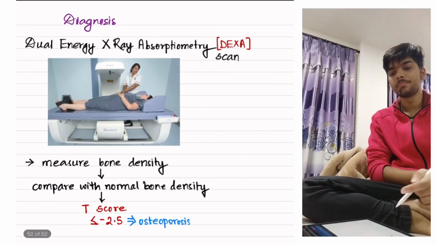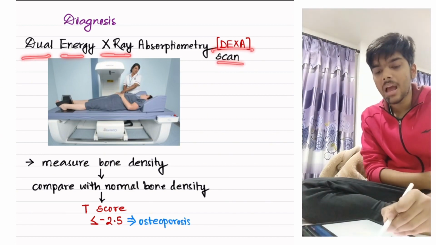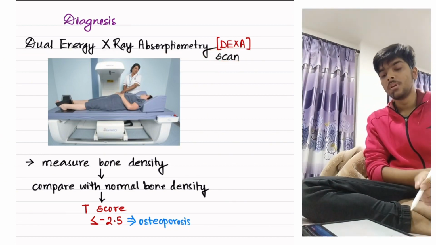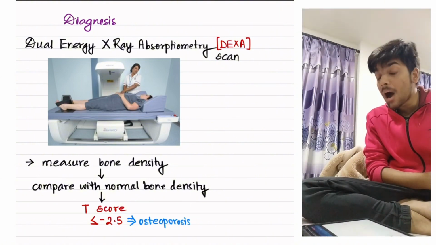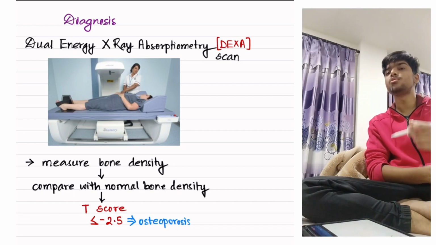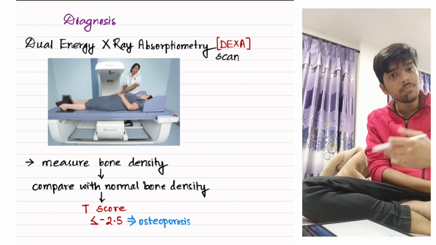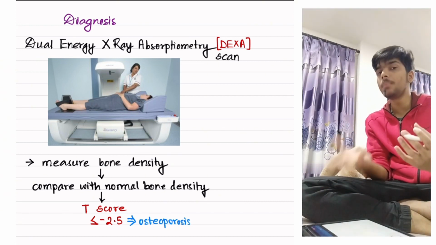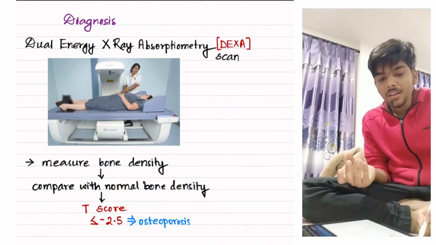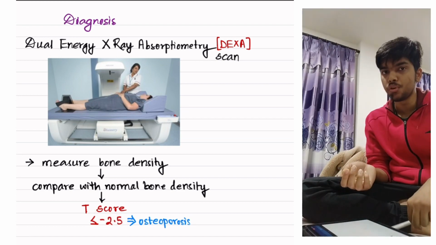Diagnosis for osteoporosis. We use DEXA scan, that is dual energy X-ray absorptiometry. So DEXA scan is used to diagnose osteoporosis. How? DEXA scan is actually used to measure the density of bone. Once you have measured the density of the bone, you can compare the density with that of a normal person. And if the T score comes out to be less than or equal to minus 2.5, that means the bone is osteoporotic.